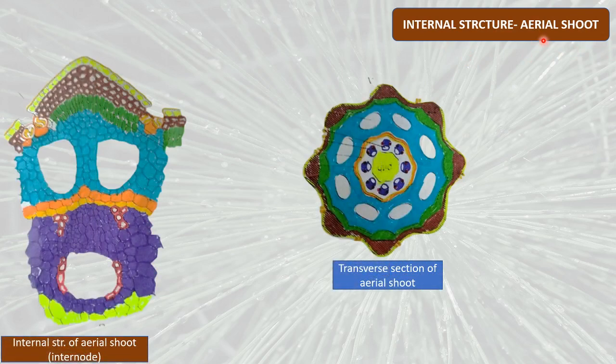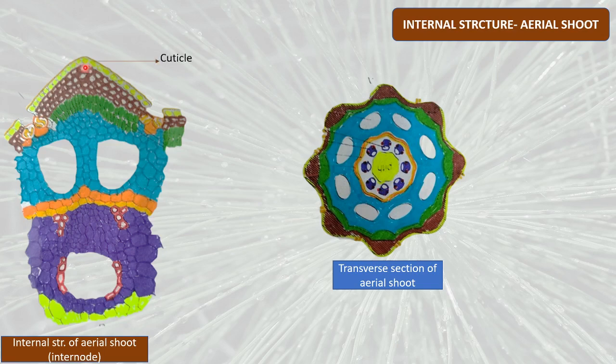So this is the figure of the internal structure of the aerial shoot. This is the internal structure of the internode region, and this is also the same thing, but this is a transverse section, this is cellular, and this is the transverse section of the aerial shoot. So both of these are the same things. We will understand this with labelings, right?